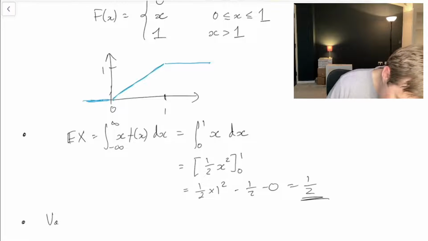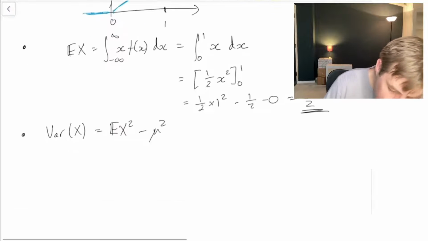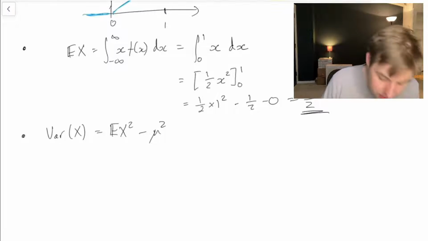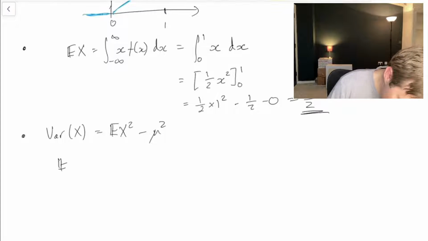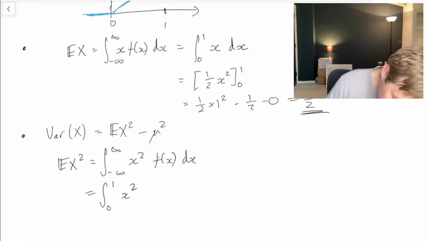And we also have the variance, which is the expected value of x squared minus the expected value squared. So to find the expected value of x squared, we use the law of the unconscious statistician. This is the integral between minus infinity and infinity of x squared f of x dx. But for this random variable, we only need to look between 0 and 1, and f of x is equal to 1.